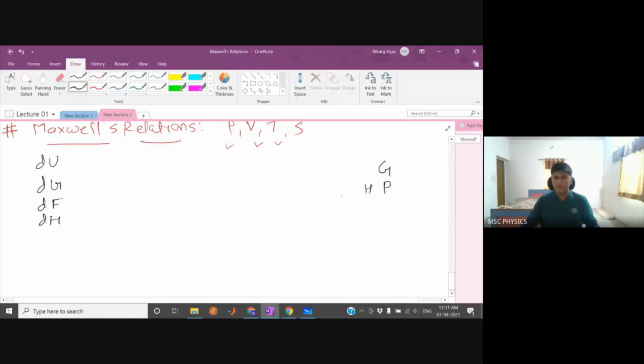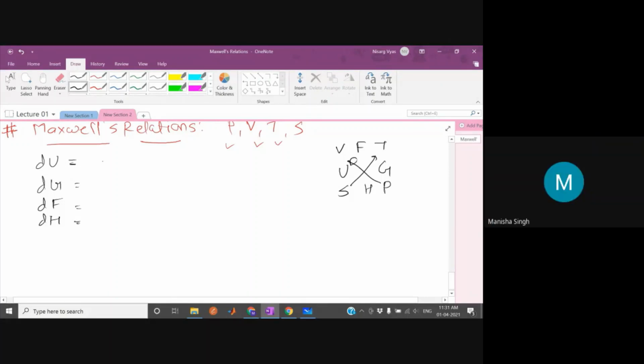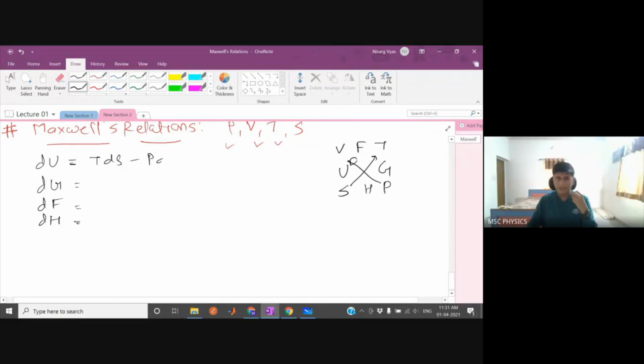Good physicists have studied under very fine teachers. Okay, and there are 2 arrows from bottom to up. Can anybody help me in writing this dU and dG, and fast? For dU, can anybody tell me? TdS minus PdV. Thank you. Can anybody help me for dG?